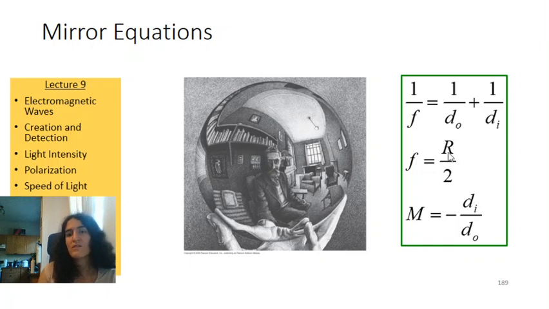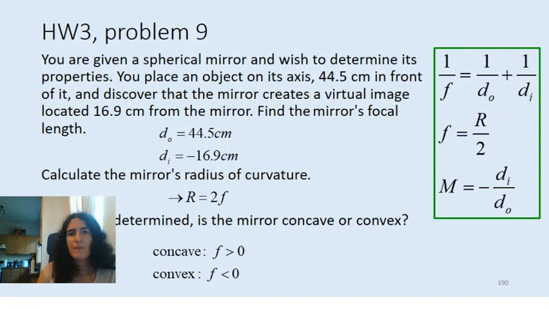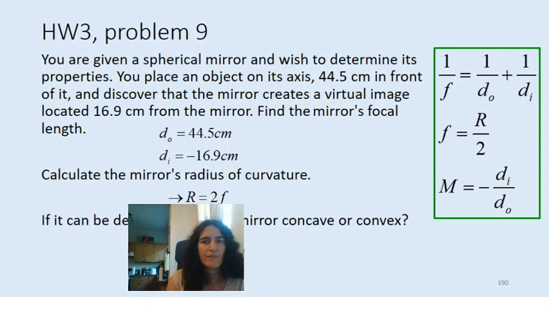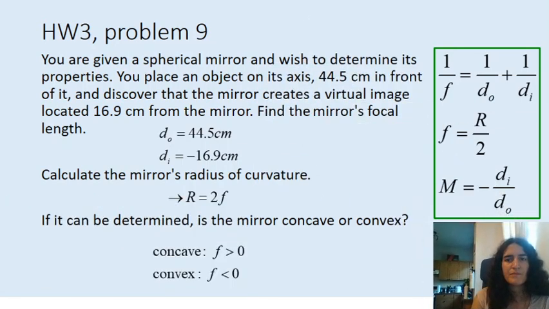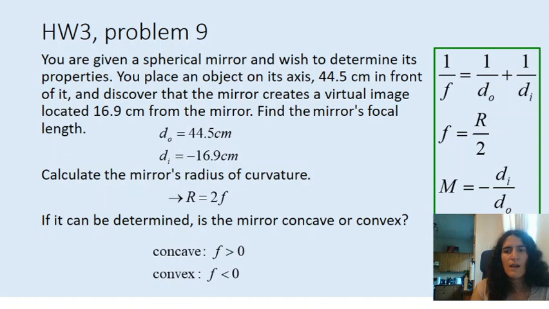Okay, so the equations for mirrors are almost identical to the equations for lenses. The equations for spherical mirrors are similar to the ones for spherical lenses. The focal point is actually half of the radius of curvature. So here's an example problem for spherical lenses. You can ignore the fact that it says homework 3. That's for a different class. But here you can practice an example problem using spherical mirrors.